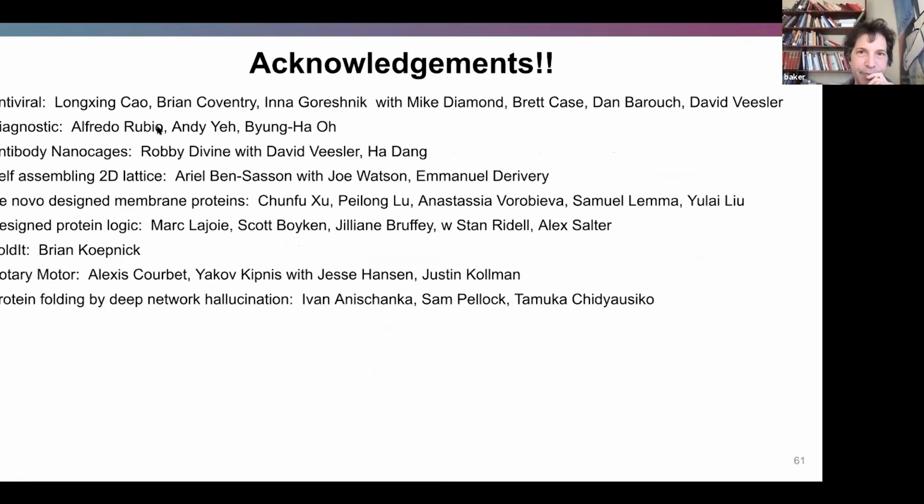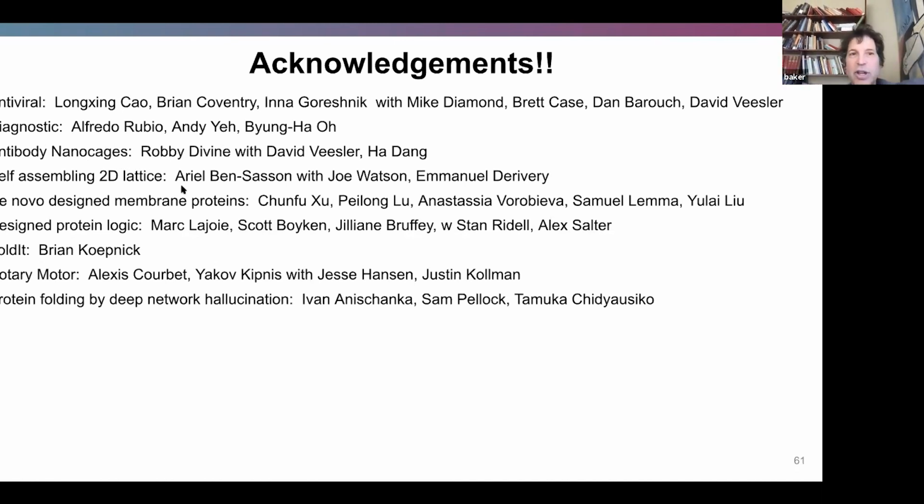And just to quickly acknowledge the people who did the work, Longxing and Brian did the design of the mini proteins that block coronavirus. We have a lot of collaborators for all the animal data. The molecular devices that sense the virus are the work of Alfredo and Andy. The self-assembling nanocages, those antibody nanocages, are Robby Divine's work.